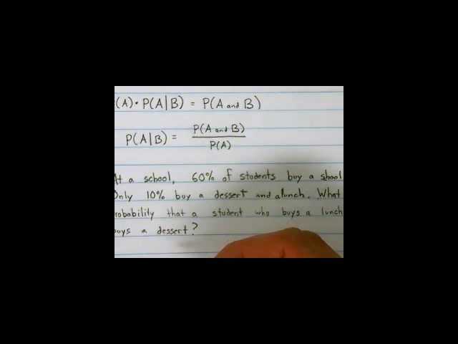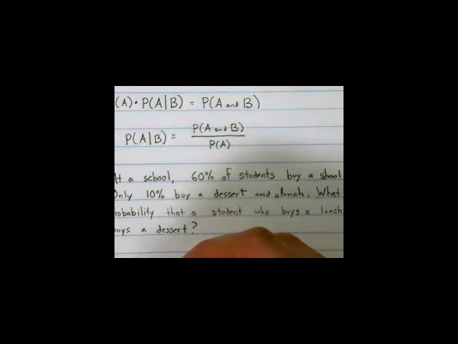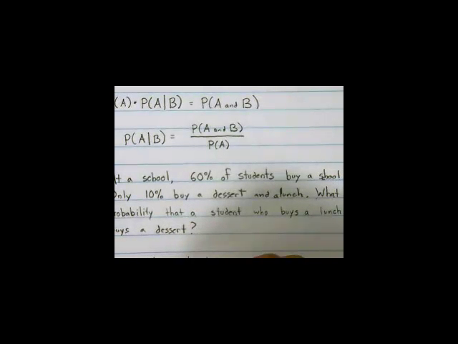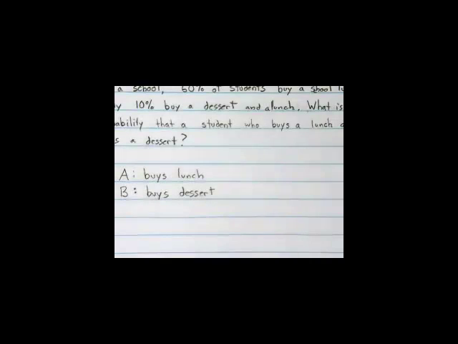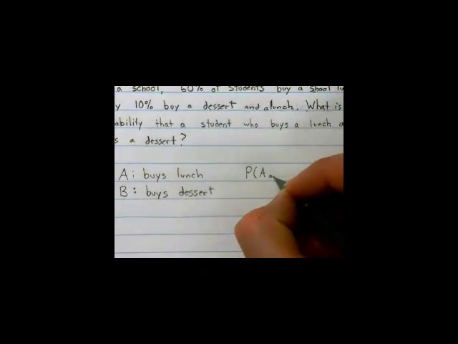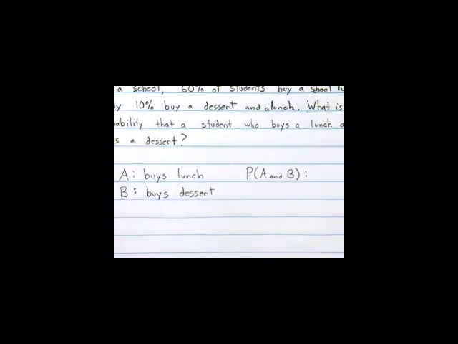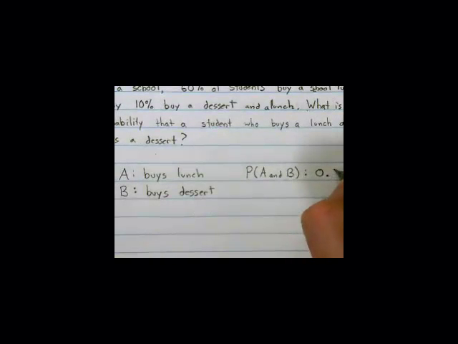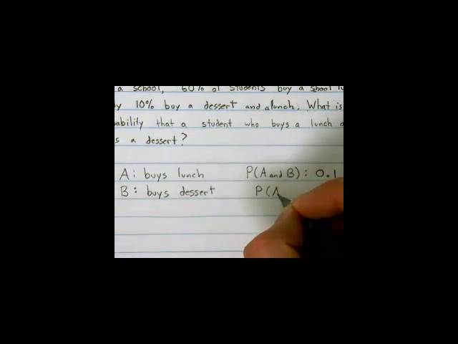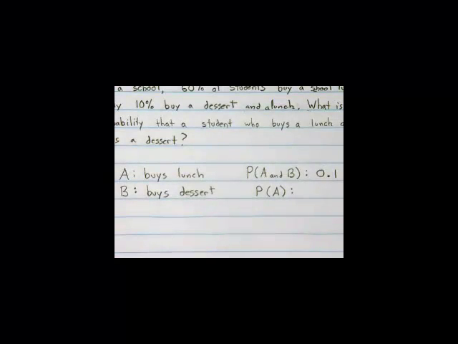So what is event A and what is event B? Event A is they buy lunch. Event B is they buy dessert. So what is the probability of A and B? 0.1, right? 10% of students buy a lunch and a dessert, A and B. 0.1. And the probability of A is what? 0.6.